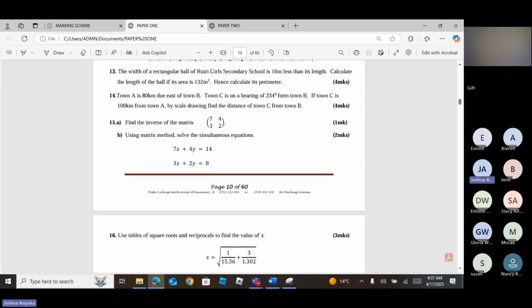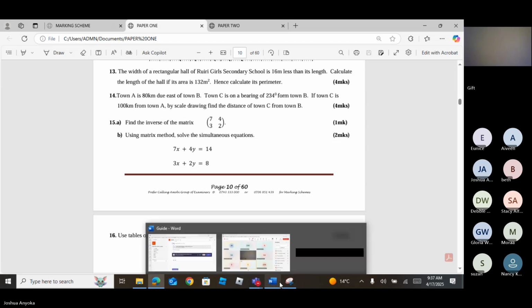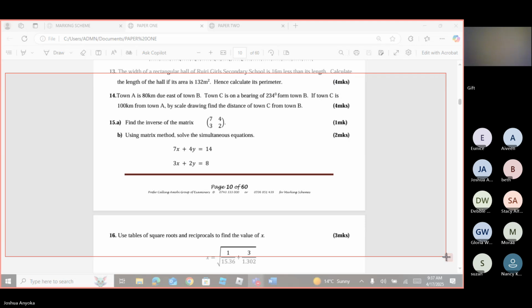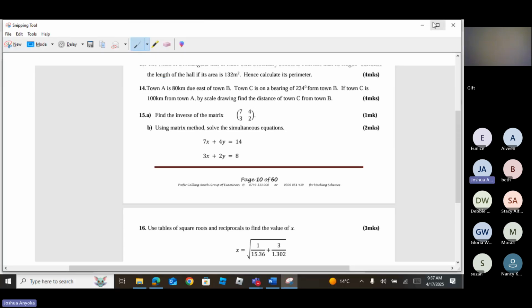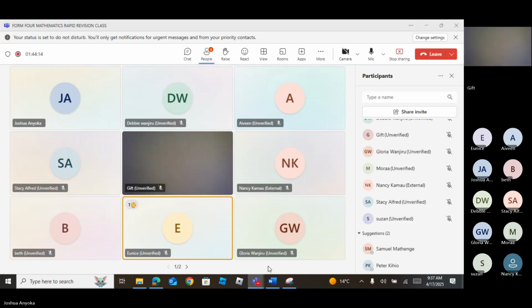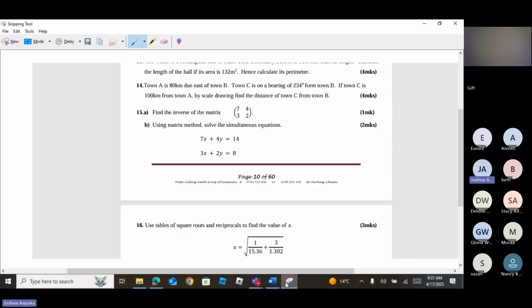Very good. Abigail, are you in? Abigail, yeah, you go. Eunice, you did not lower your hand. Stacy, let us read. Read for us question 15.